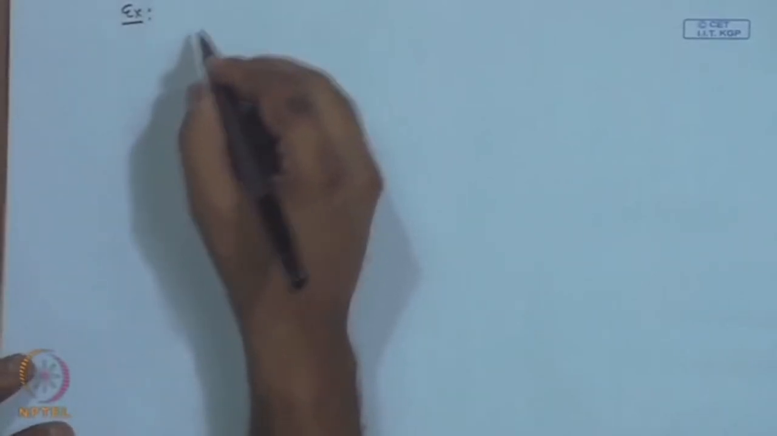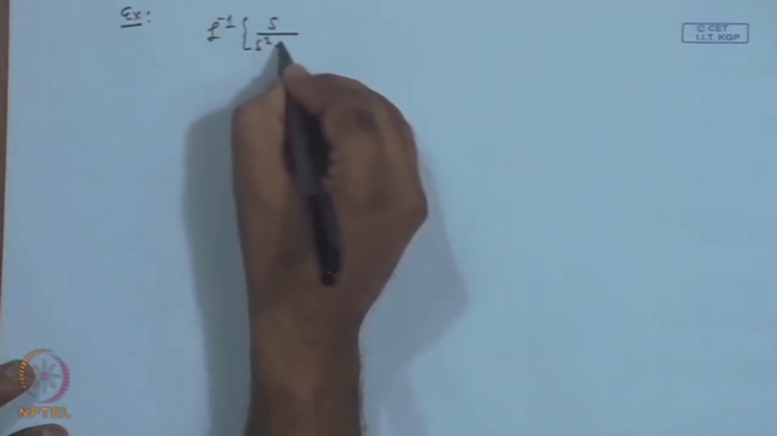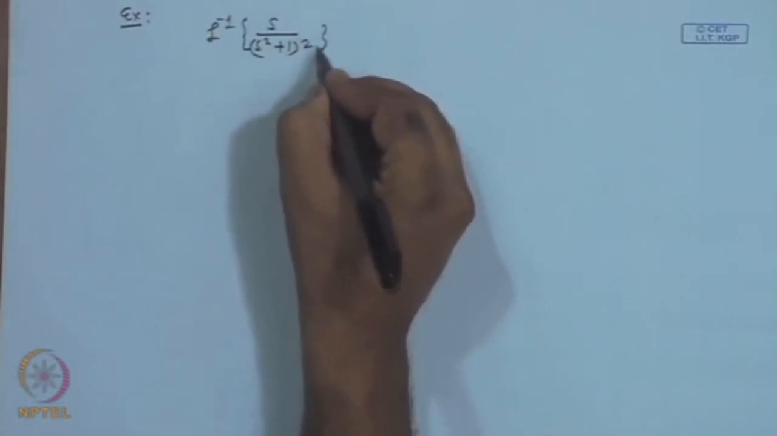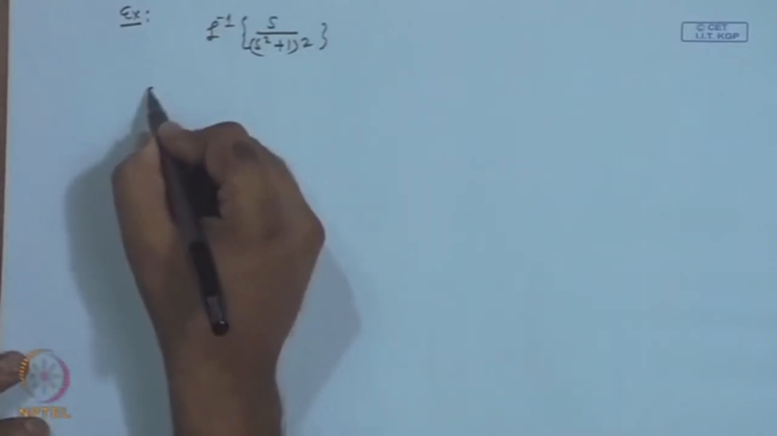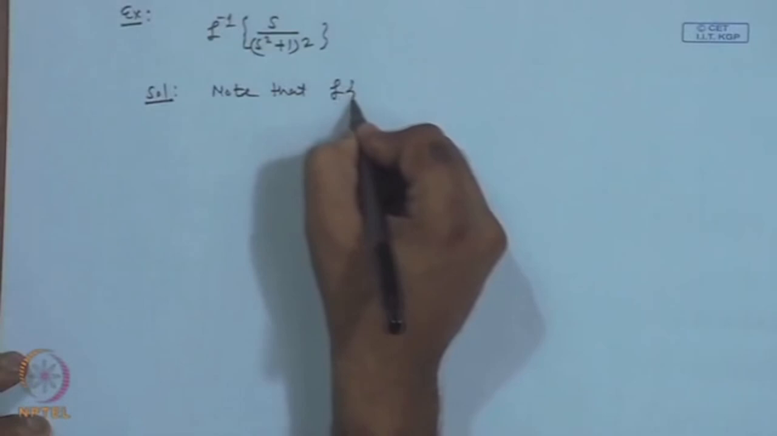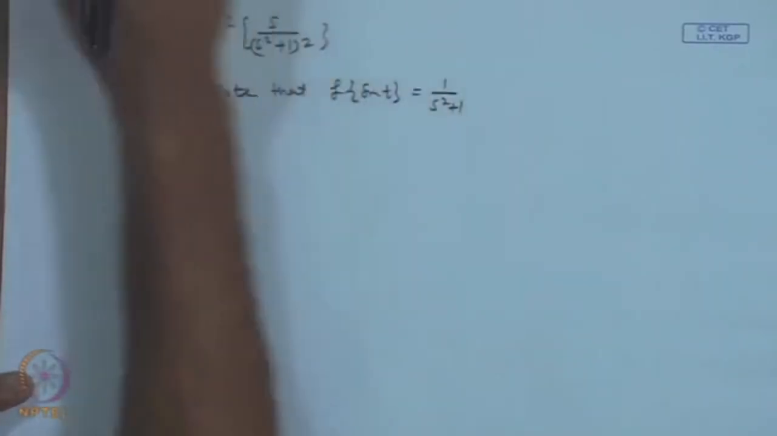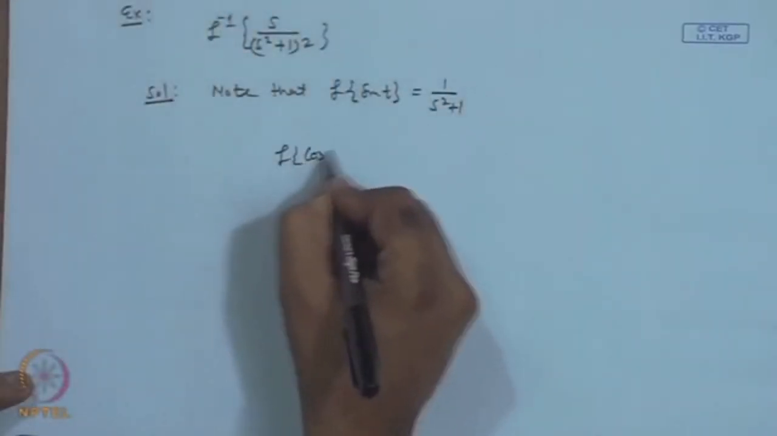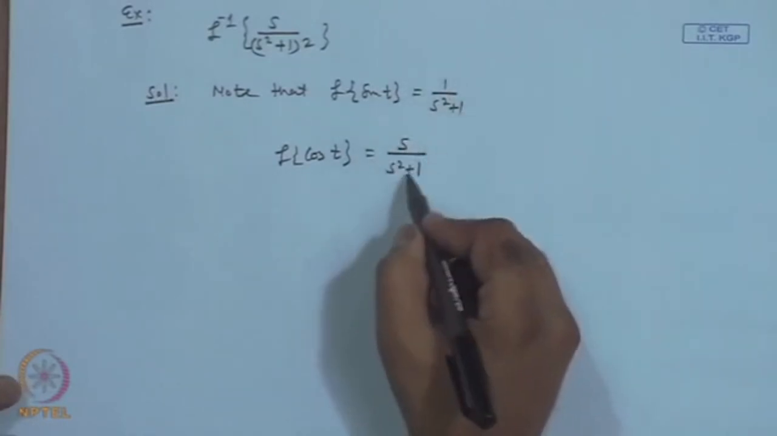Now, we look at a few examples where we can directly apply this convolution theorem while getting the inverse Laplace transform. For example, suppose I want to get the inverse Laplace transform of s over s square plus 1 whole square. Note that the Laplace of sin t, we know, is 1 over s square plus 1, and we also know that the Laplace of cos t is s over s square plus 1.